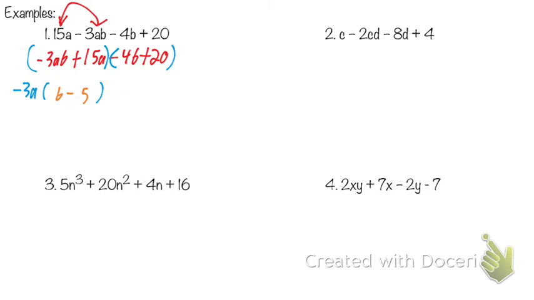So it's kind of like we're repeating our problems from yesterday multiple times. Negative 4b plus 20. What's our GCF in this parenthesis? Negative 4. Yes, Jaden.